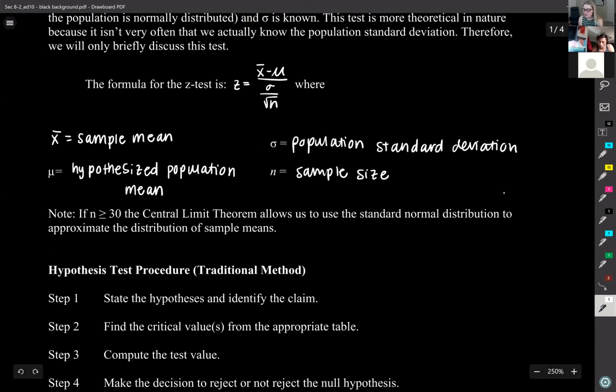Down here, there's a note that says if your sample size is greater than or equal to 30, the central limit theorem allows us to use the standard normal distribution to approximate the distribution of the sample means. So this explains why when we were doing all those images, we were using the normal distribution. That's thanks to the central limit theorem.